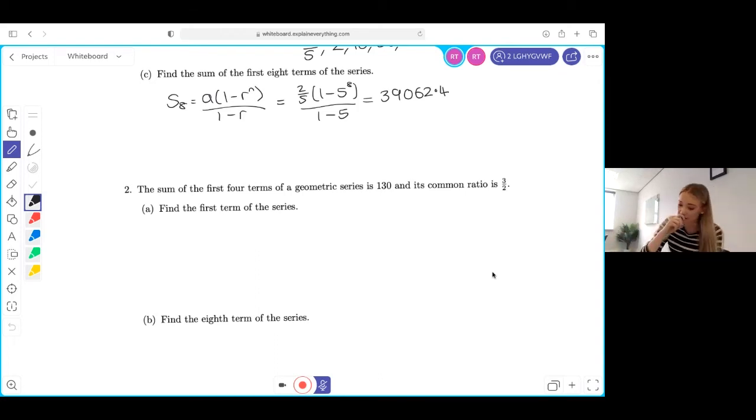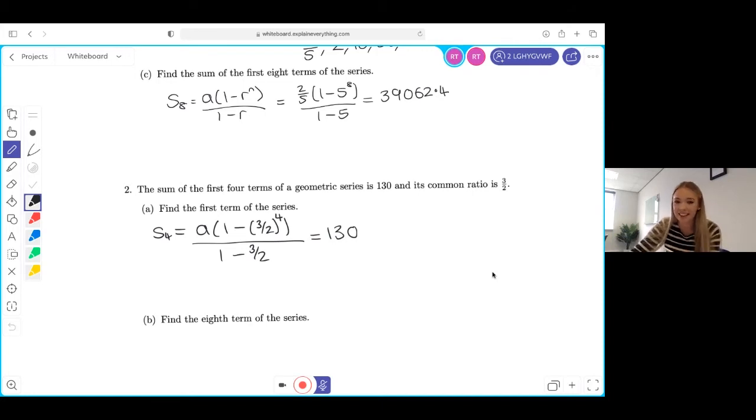So if we use our formula for the sum of the first 4 terms, that was A times 1 minus R, which we know is 3/2, to the power of N, which is 4, all over 1 minus R, 3/2. And we know that this equals 130. So we formed an equation from that first line, find the first term of the series. We've just got to rearrange all of this for A. This is quite a nice one to do, as horrible as it looks. So you can just move up what you've got on the bottom and rearrange everything for A.